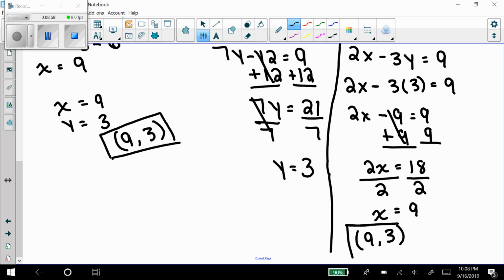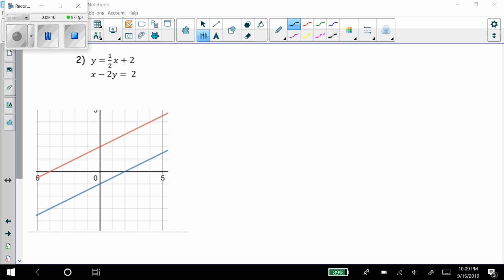Now, is it strange that we got the same answer here as here? No, because we were solving the same system of linear equations. You better get the same answer. I'm just using two different methods that were shown to you in Algebra 1. We are going to do one more really quick example.